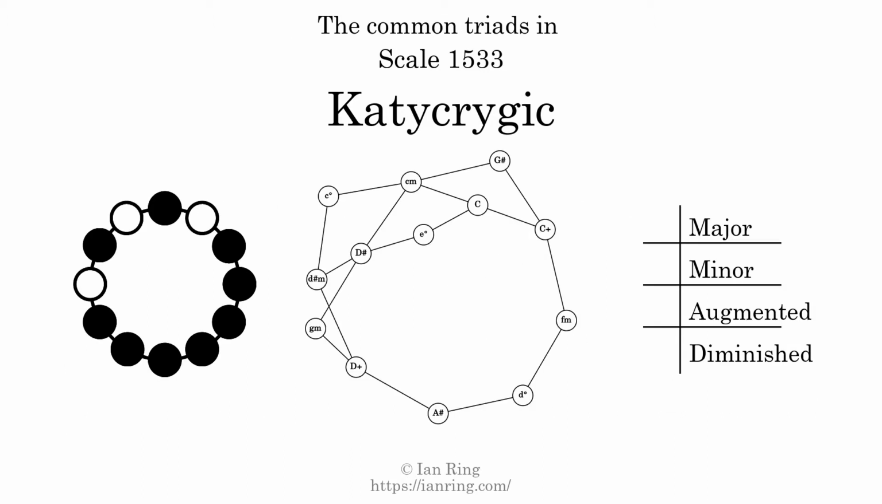The diagram in the center is a graph of parsimonious voice leading between triads. There are 4 major triads. There are 4 minor triads. There are 2 augmented triads. There are 3 diminished triads. Here is a Hamiltonian path of parsimonious voice leading that uses all the triads.